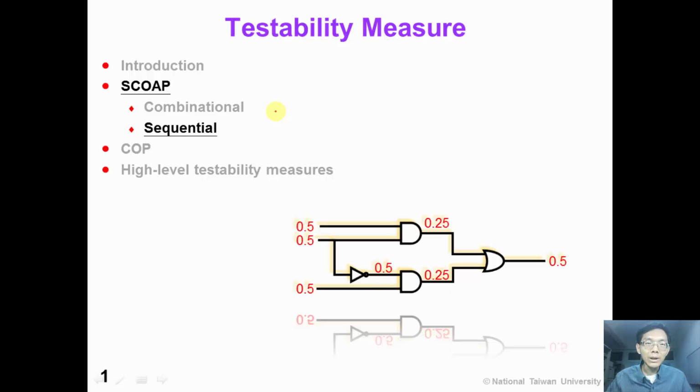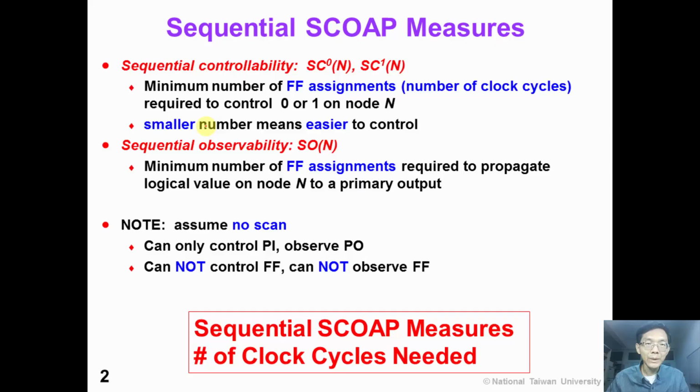Dear classmates, welcome back to the Testability Measure chapter. In the previous video, we introduced the combinational scope. In this video, we are going to introduce the sequential scope. Similar to the case for combinational scope, the sequential scope can be divided into controllability and observability.